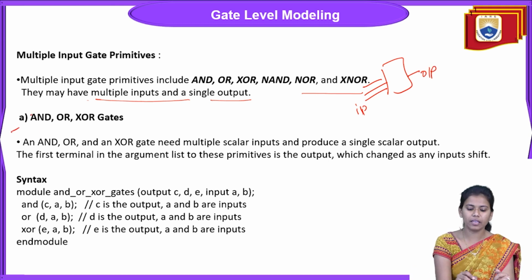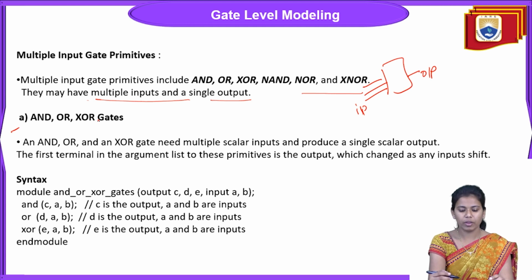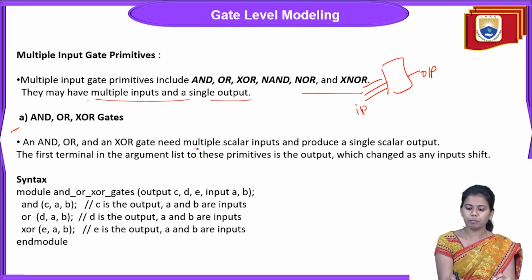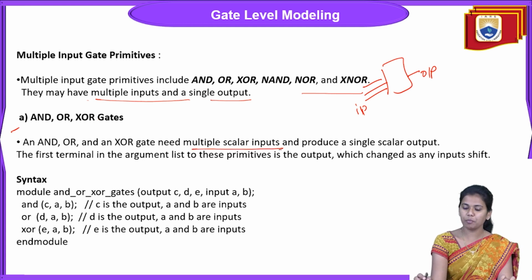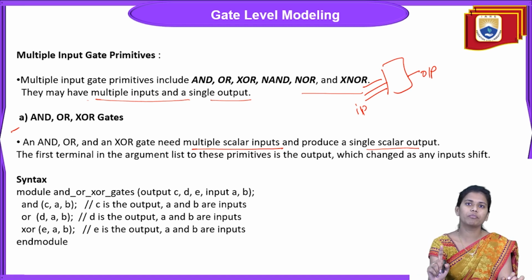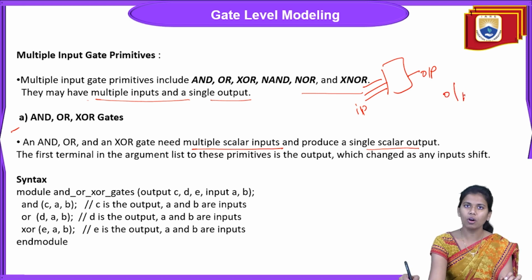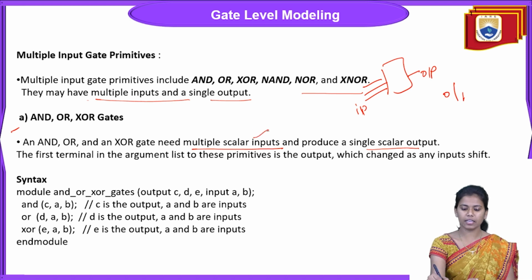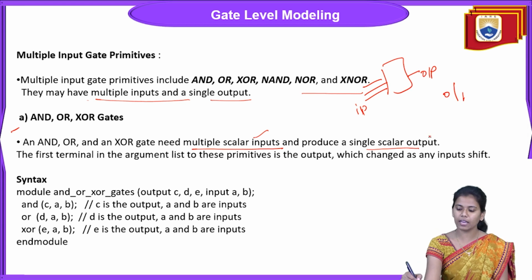Examples are AND, OR, XOR gates. These gates need multiple scalar inputs and produce a single scalar output. What does the word scalar mean? Scalar primitives give only 1 bit of information, 1 bit of data. The data could be either 0 or 1. So these gates may need multiple scalar inputs and they produce only a single scalar output.